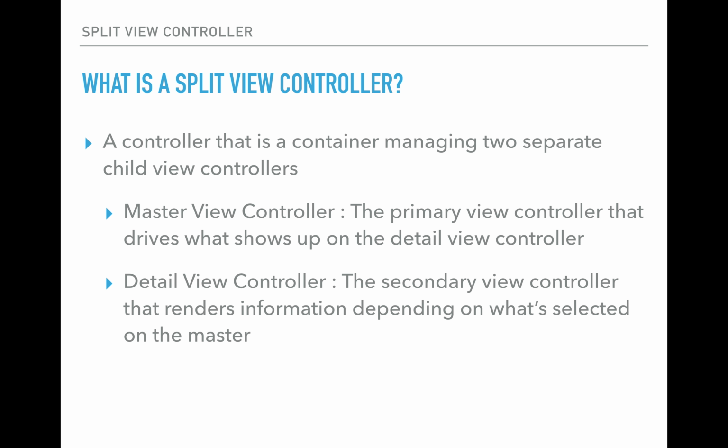A split view controller is basically a controller that's a container managing two separate child view controllers. So the two separate child view controllers are your master view controller and your detail view controller. The master view controller is basically your primary view controller that controls what shows up in the detail. Typically it's just a regular table view with a bunch of options, and when you click on an option, it will update the detail view controller on the right side. Sometimes they're also called primary and secondary view controllers.